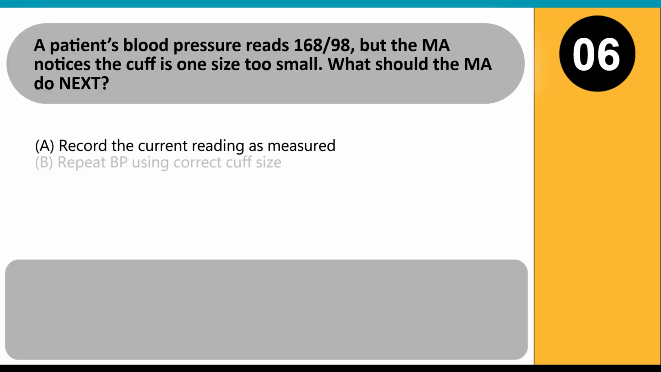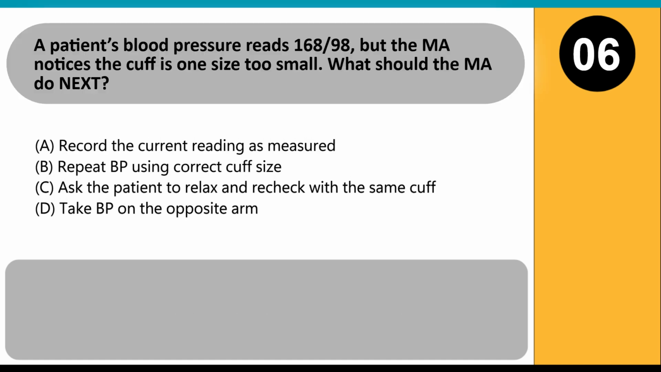A patient's blood pressure reads 168/98, but the MA notices the cuff is one size too small. What should the MA do next? A. Record the current reading as measured. B. Repeat BP using correct cuff size. C. Ask the patient to relax and recheck with the same cuff. D. Take BP on the opposite arm.